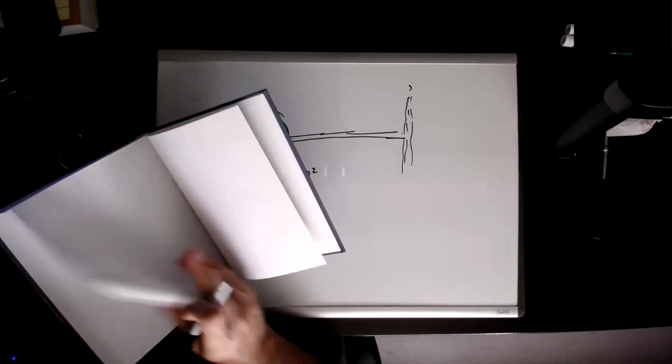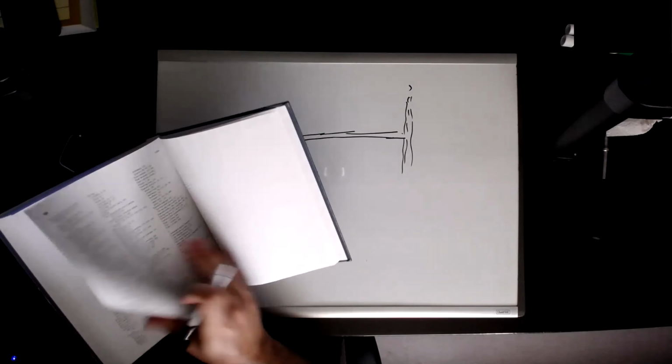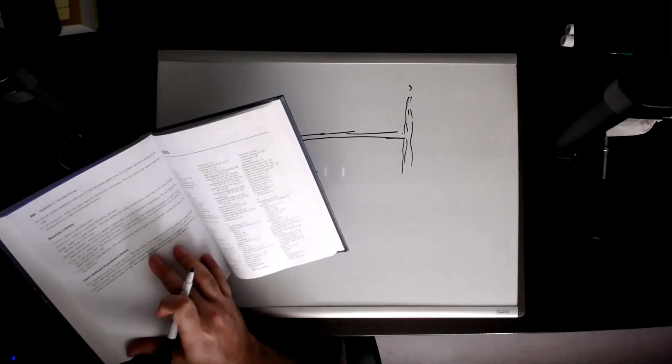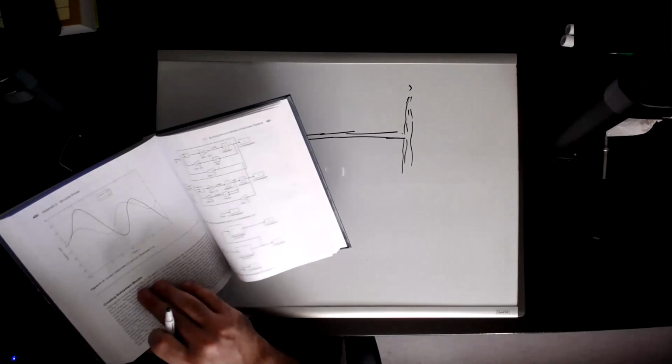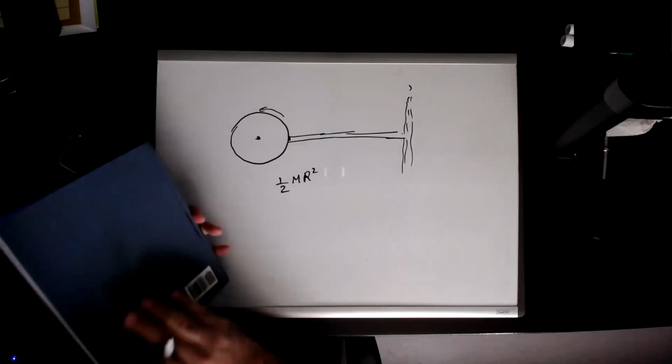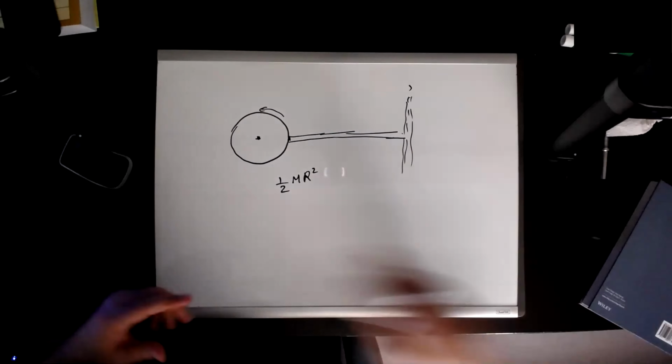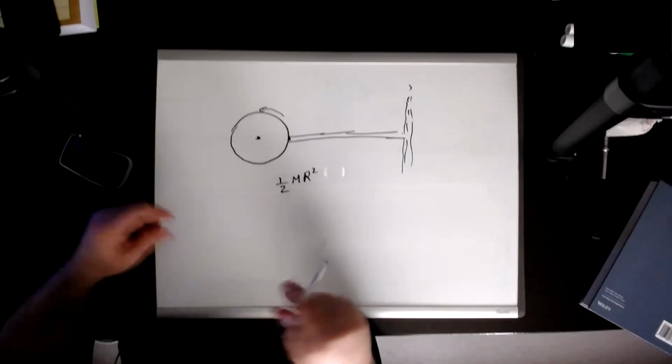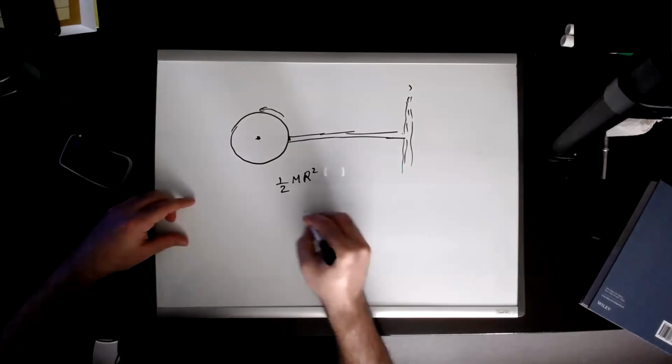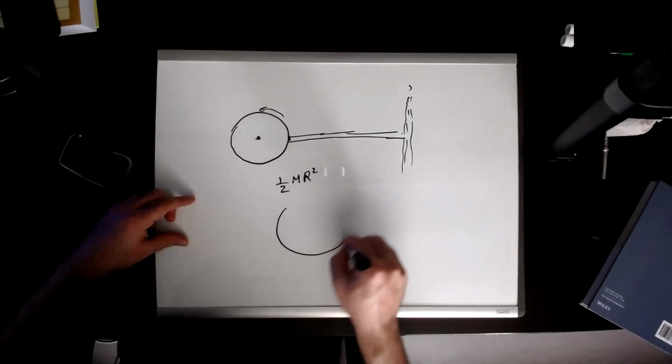I'm not sure this book has it, or to be honest, I forgot. But all the dynamics books do. No, this doesn't have it. But all the dynamics books do, and forget about the book, you can just Google it, moment of inertia of a disk. And you can calculate this as well.